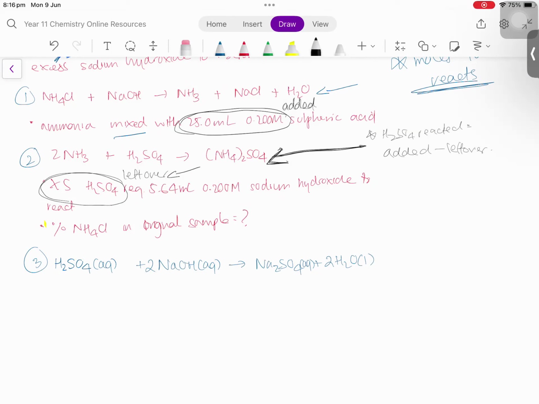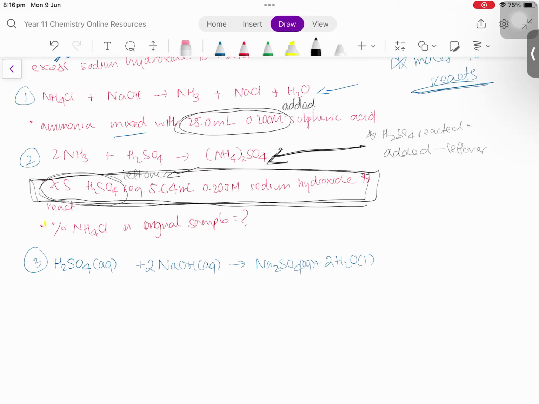I don't yet have the amount left over, so I have to find that out first. And then again, we said the amount left over reacts here. So that's where we have to start. If we want to use the second equation, you need to do added minus leftover. Leftover is the amount that reacts in the third point, so we have to start at the third point.